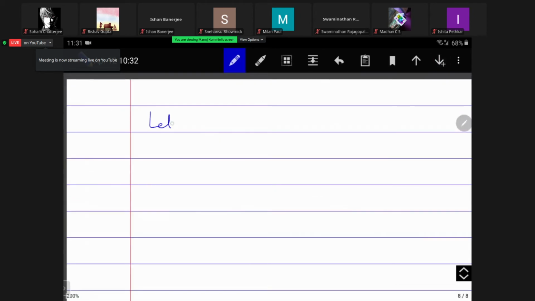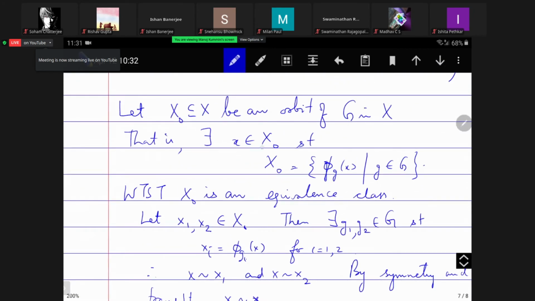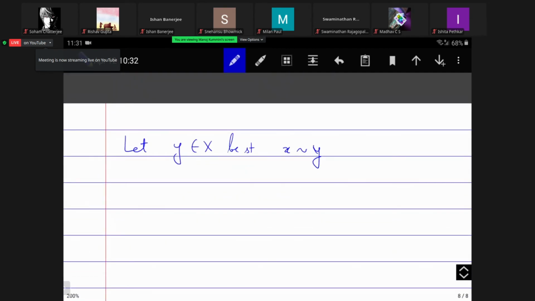Now let y in X be such that x is related to y. Remember, x is the one whose orbit is this x0. So what we have checked is that elements in the orbit are related to each other. That's what we have just checked. We would now like to check that elements outside the orbit are not related to each other.